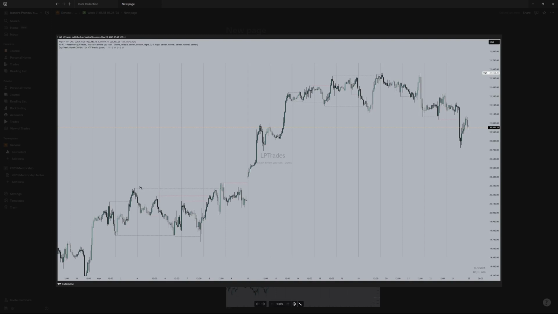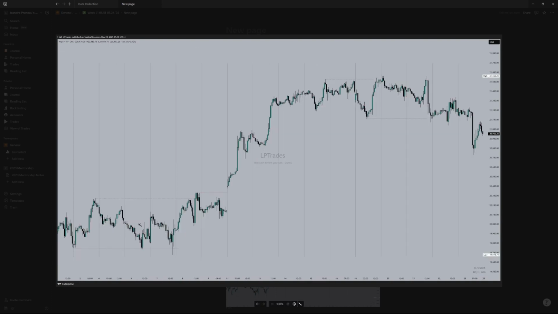Now, what you're gonna do is you're gonna remove any marked daily highs that don't have a lower daily high to the left and a lower daily high to the right. And you're gonna do the same thing for the lows, where there's a higher daily low to the left and a higher daily low to the right. Okay, so this is what your chart should look like.